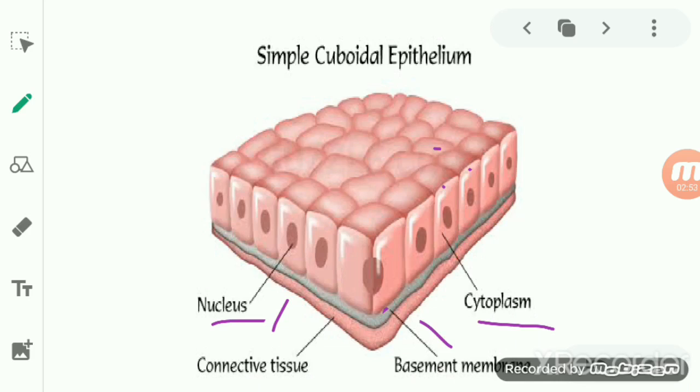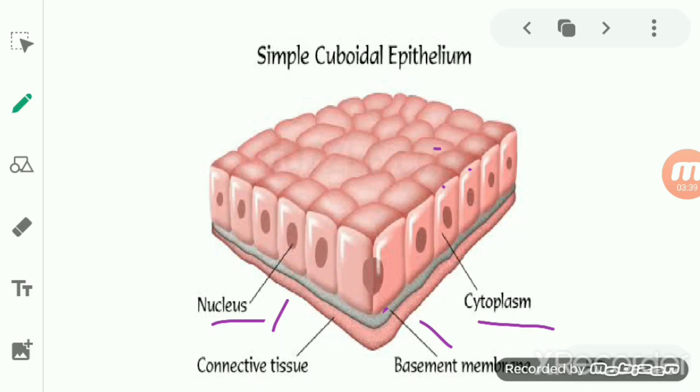Now, what is the basic function of the cuboidal epithelium, students? This cuboidal epithelium helps in absorption, excretion and secretion, as well as providing mechanical support. Now, you know that the epithelial tissue is also divided. In some books you will see another term, ciliated epithelium, but this ciliated epithelium is basically a modification of the simple epithelium tissue. So in the cuboidal epithelium tissue also, students, there is one modification.